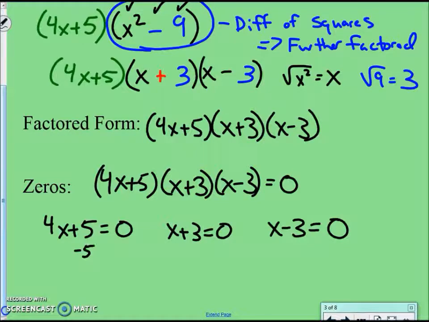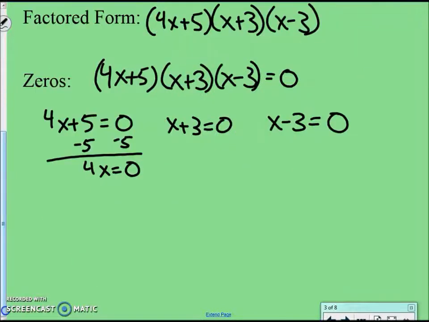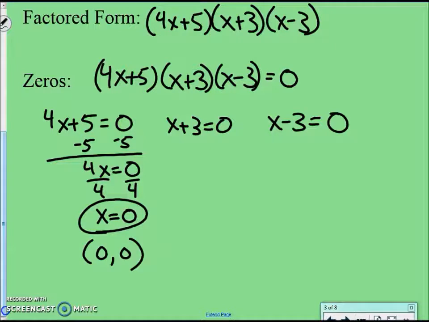I'm going to subtract 5 from both sides here. I'm going to end up with 4x is equal to 0. And that's perfectly fine. I can have a quantity of 0. Divide both sides by 4. X is equal to 0. So one of my zeros is going to be x equals 0. That's going to be at the ordered pair (0, 0) for the origin.